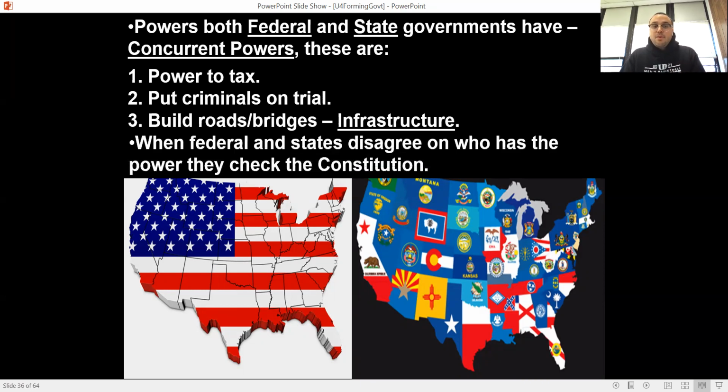And then idea number 4 is that whenever there's a problem between the federal and the state government, and they're unsure about who's in the right and who's in the wrong, or who has control over this issue and who does not, we go back to the rule book, and that rule book is the Constitution. And we check the Constitution, and we figure out which branch of government, whether that's the federal or state level, is going to have the ability to carry out that certain thing.